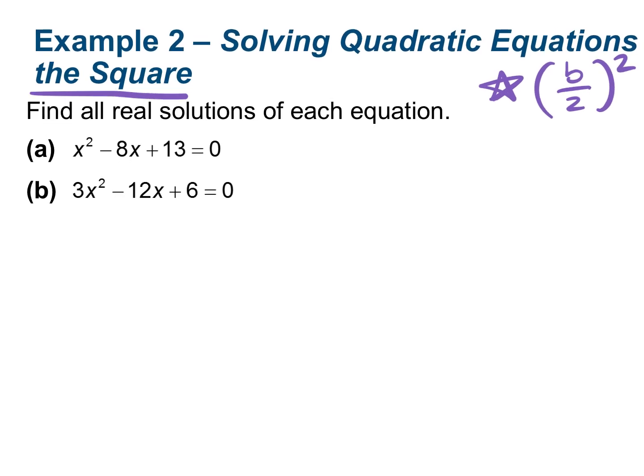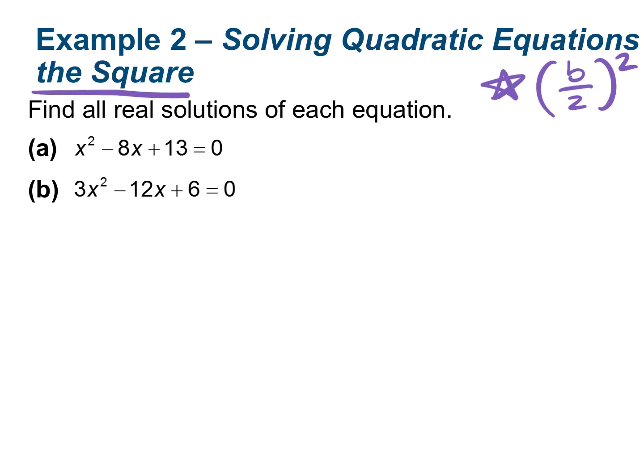So first step when completing the square, I'm going to keep the x's on one side and move the number to the other. So I'm going to subtract 13, just move it to the other side, get it out of the way. So we have x squared minus 8x. I'm going to leave a space there to complete the square, and it's equal to negative 13.